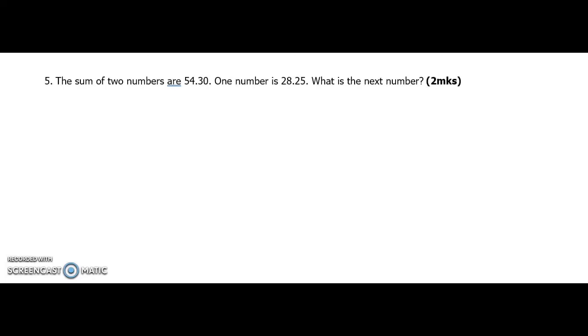The next question states the sum of two numbers are 54.30. One of the numbers is 28.25. What is the next number? So we're going to highlight what it's saying here. So the sum of two numbers are 54.30. So say for example, let one number equal to x and let the next number equal to y, for example. So x plus y is equal to 54.30. That is basically what it is saying.